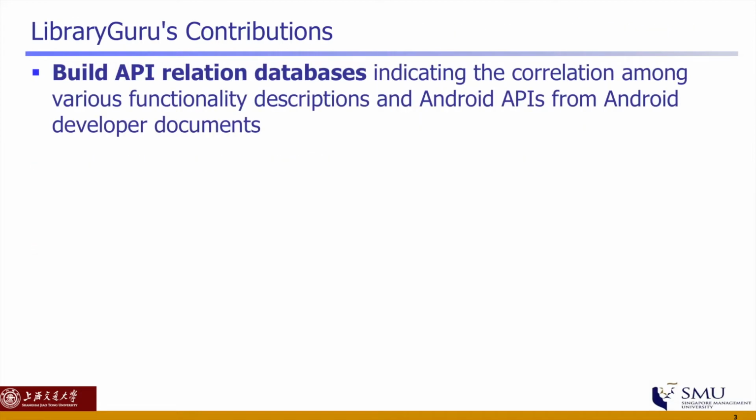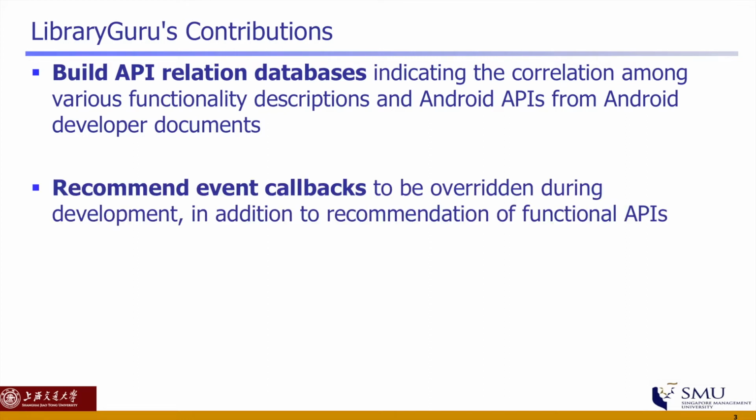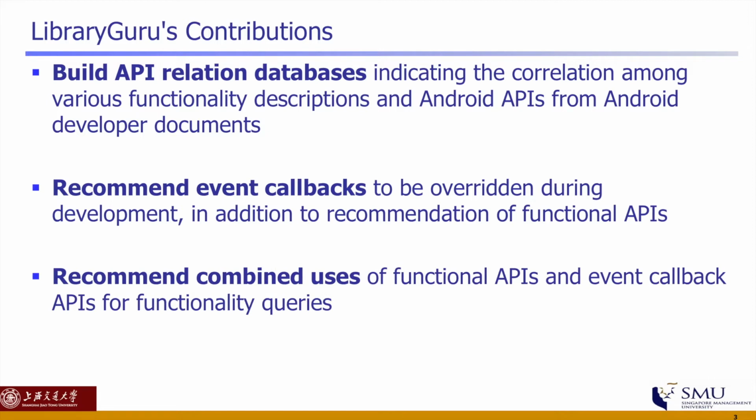Firstly, we build API relation databases indicating the correlation among various functionality descriptions and Android APIs from Android developer documents. Besides, in addition to recommending functional APIs, we also recommend event callbacks to be overridden during Android development. Lastly, we recommend combined uses of functional APIs and event callback APIs for functionality queries.